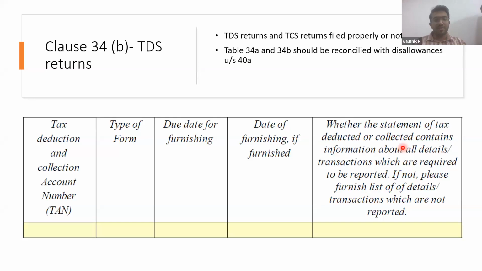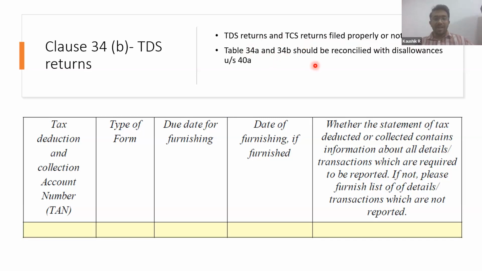Okay, so the next point is clause 34B, TDS returns. See, clause 34 talks about all the TDS returns only, what TDS is deducted, not deducted, and things like that. Clause B specifically talks about the returns. Whether the return is filed properly or not, whether there are any mistakes in the returns, all those should be identified and reported under this clause. It's not just TDS, it also includes the TCS returns. Suppose there are TCS returns, we should update the TCS returns here. So, TDS returns and TCS returns filed properly or not.